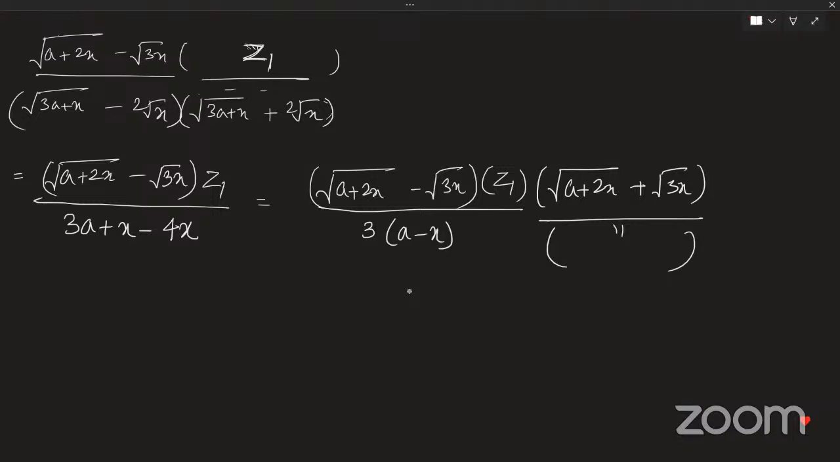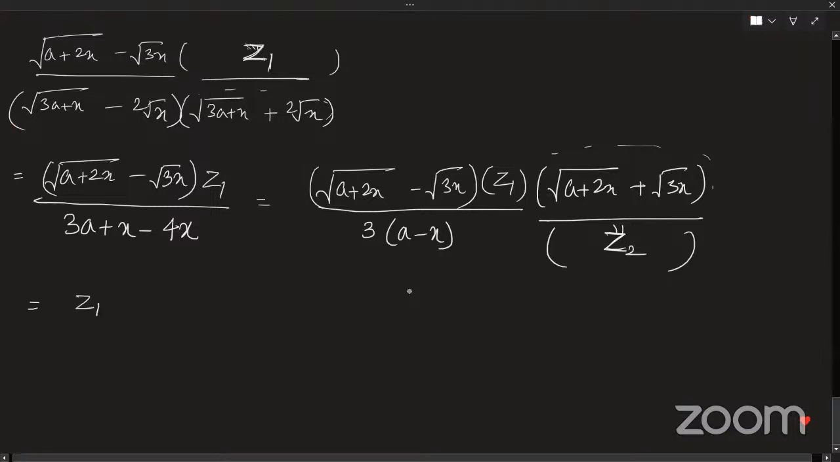Okay. So I'll just call this second thing Z2 for the time being to ease my calculation. So this whole thing has now become Z1 by 3 Z2 times a minus x. Can you help me with the numerator? What will this thing become, a minus b and a plus b? Can you help me multiply these two under root a plus 2x and root 3x?